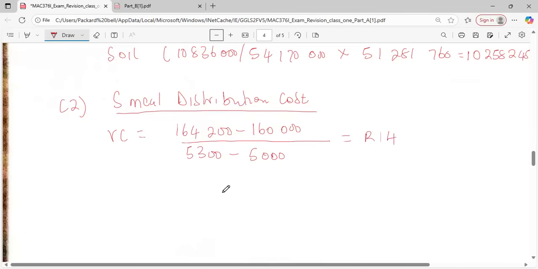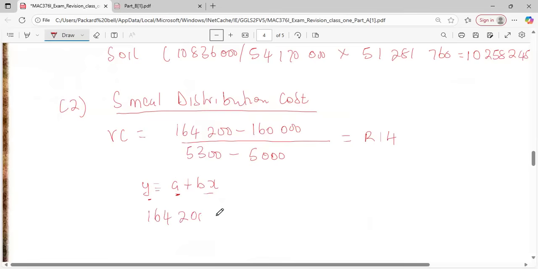So we want the fixed cost. So it's going to be y is equal to a plus bx. This one is the fixed cost, this one is the total cost, then this one is the variable cost. So y is equal to a plus bx. So our y is 164,000. We want to find the fixed cost here. So the fixed cost is a. So we want to find a here.